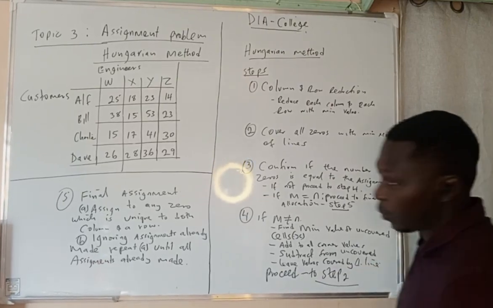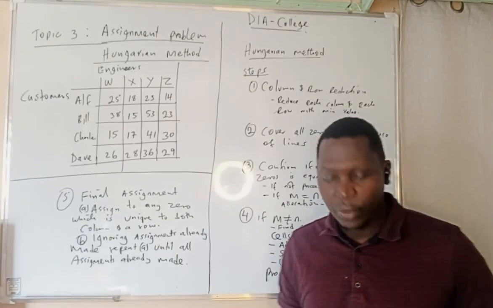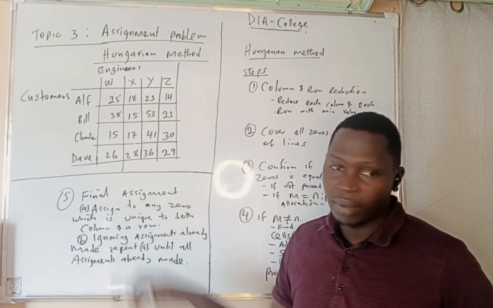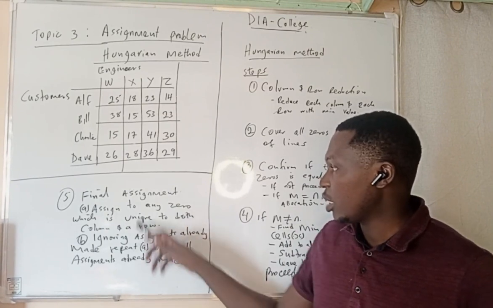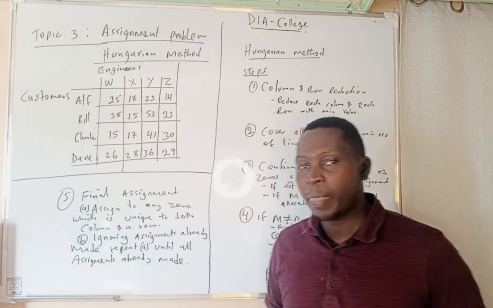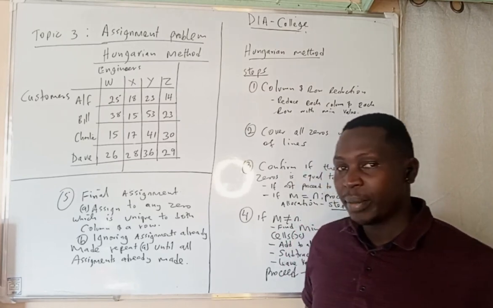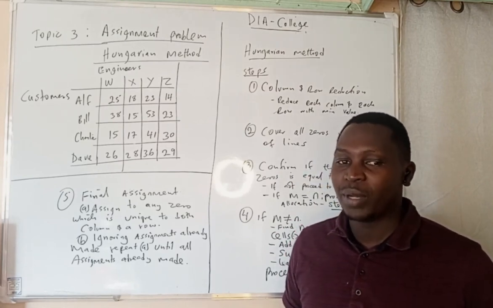And repeat the procedure until you realize that the number of lines equals the number of assignments. So in this case, we will proceed to step number 5 when the number of lines equals the number of assignments. Now in step number 5, we'll perform two simple procedures.